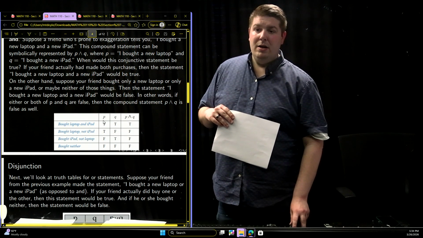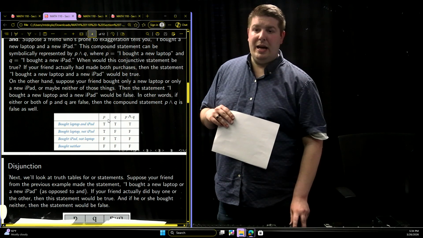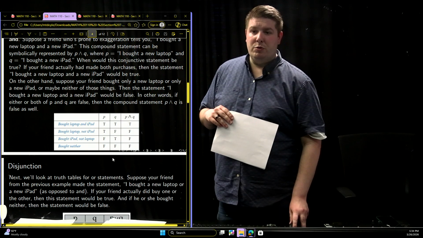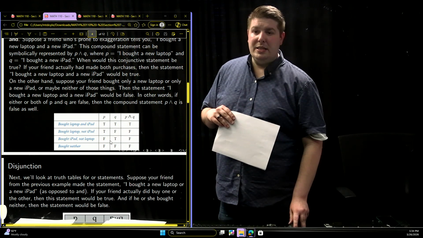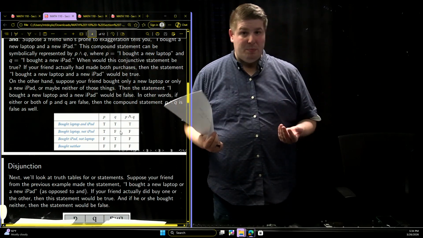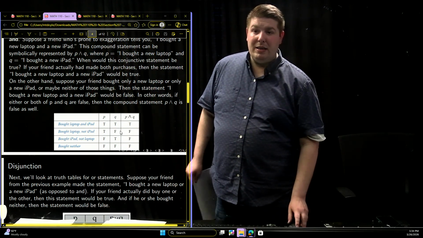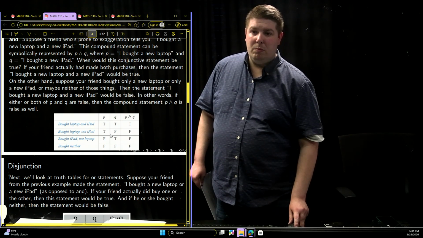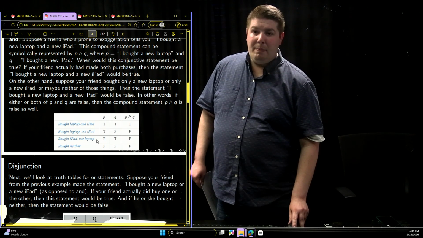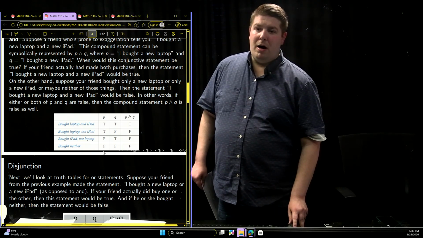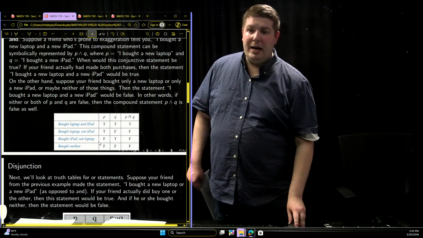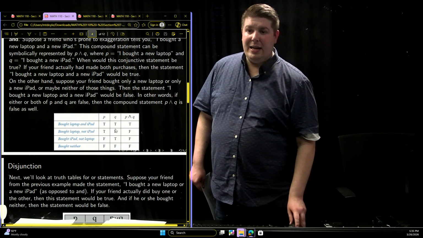You have P and then Q. With truth tables, with two things, P and Q, we set it up as true, true, false, false, and then true, false, true, false. These four rows give us every possible scenario we can have. The case where they bought the laptop and the iPad, both are true. Bought the laptop, not the iPad, one's true, one's false. Bought the iPad, not the laptop, one's false, one's true. Bought neither, false, false.